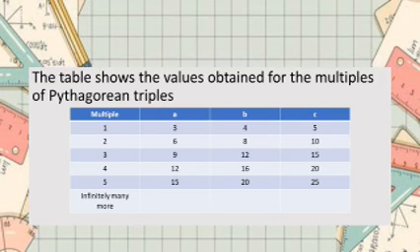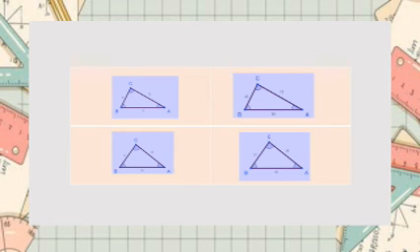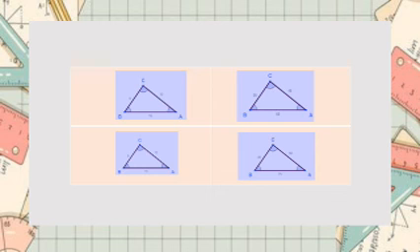The table shows the values obtained for the multiples of Pythagorean triples. The Pythagorean triple 3, 4, 5 multiplied by 2, we got 6, 8, 10. If we multiply 3, 4, 5 by 3, we got 9, 12, 15. If we multiply 3, 4, 5 by 4, we got 12, 16, 20. If we multiply 3, 4, 5 by 5, we got 15, 20, 25, and so on. The following table shows the similarity between triangles. As you can observe, these triangles are all right triangles.